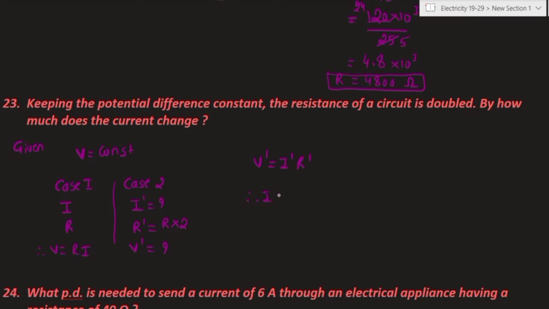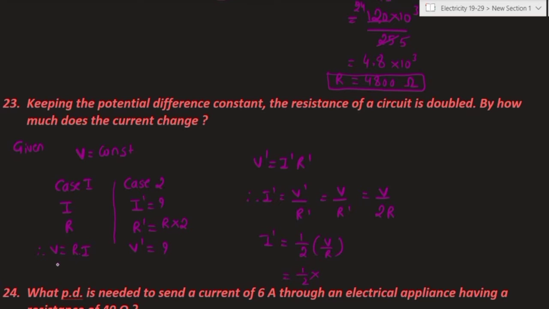Therefore, I dash is equal to V dash divided by R dash. But he had kept the potential difference constant. Therefore, V divided by R dash, and R dash is how much he had given? 2 times R. Therefore, I dash is equal to 1 by 2 into V by R. This can be written as 1 by 2 into V by I.